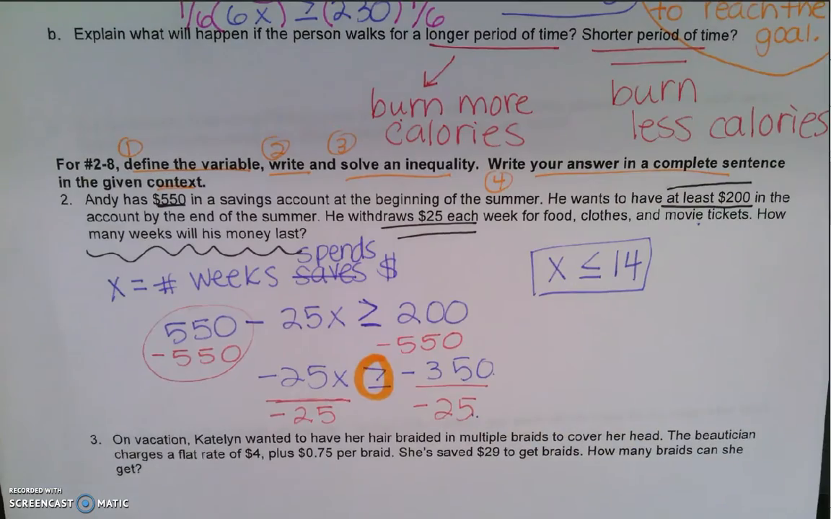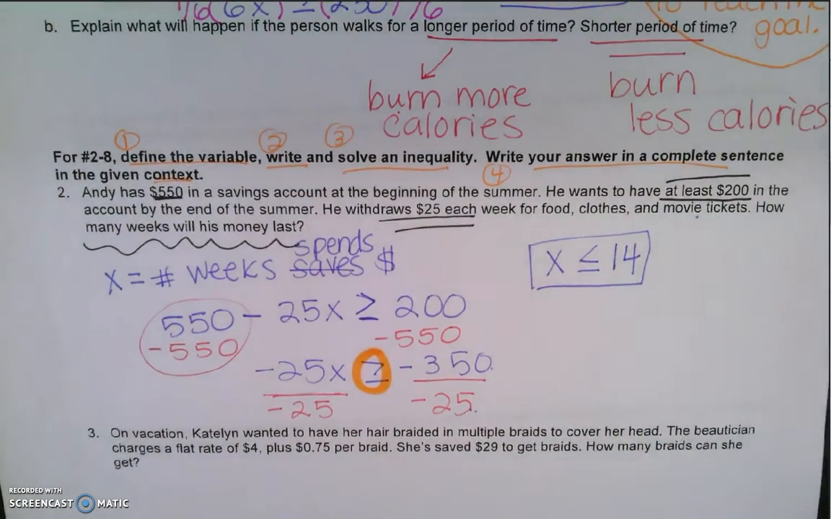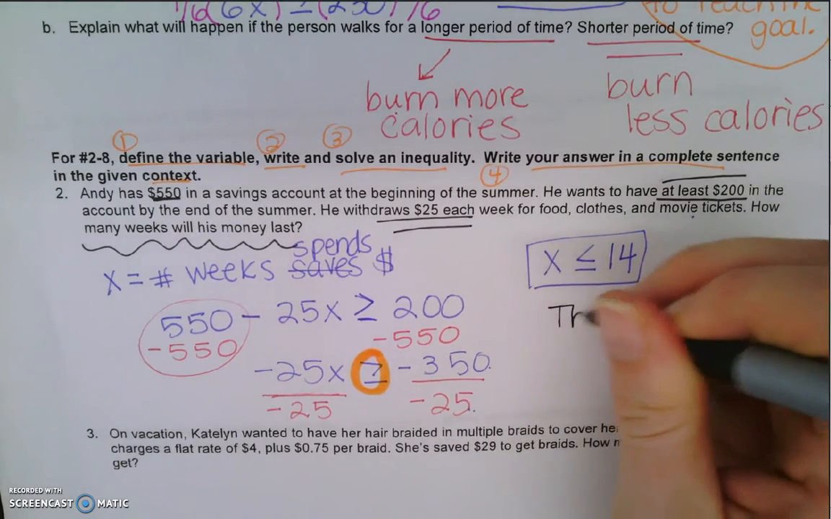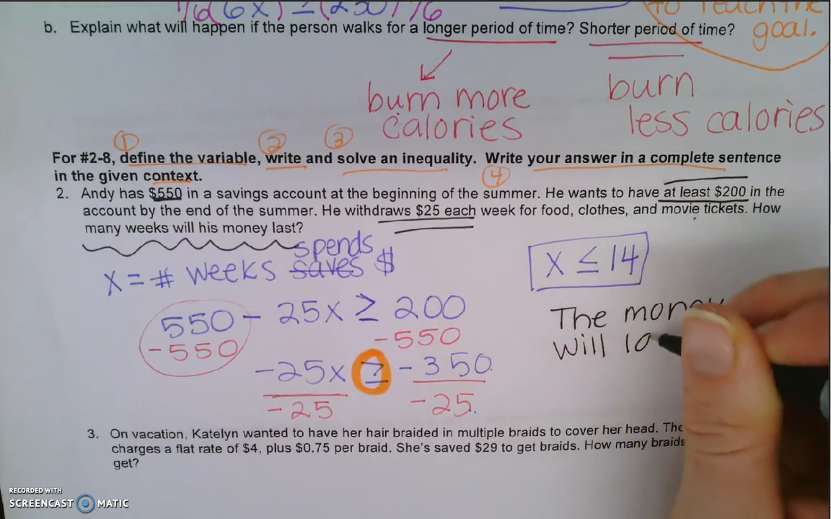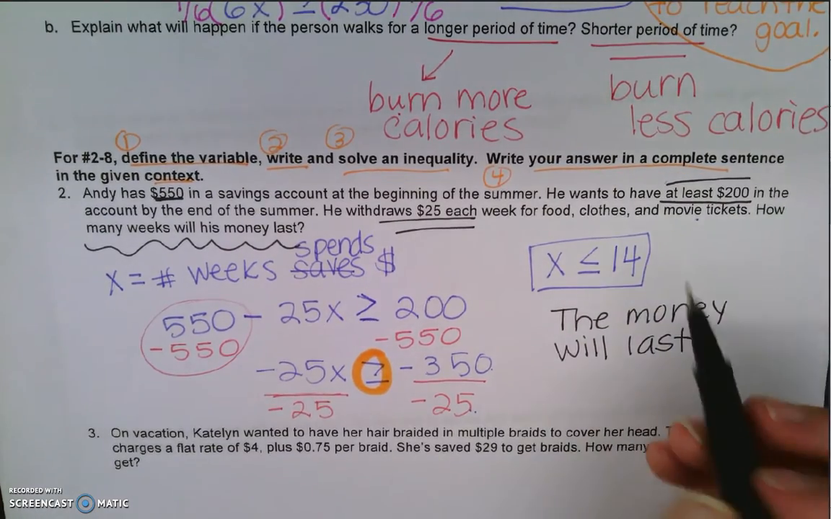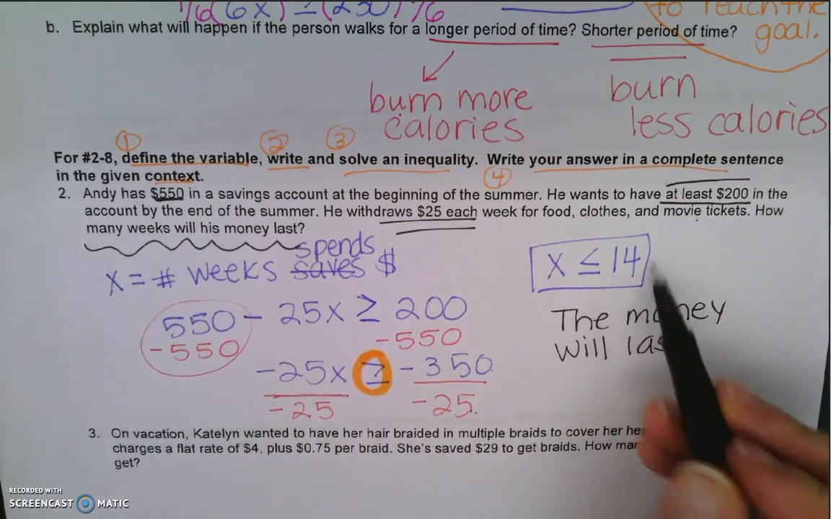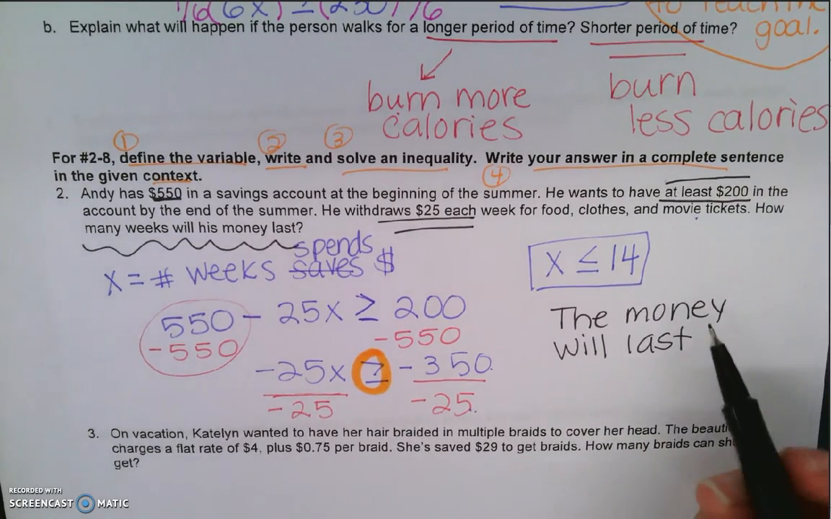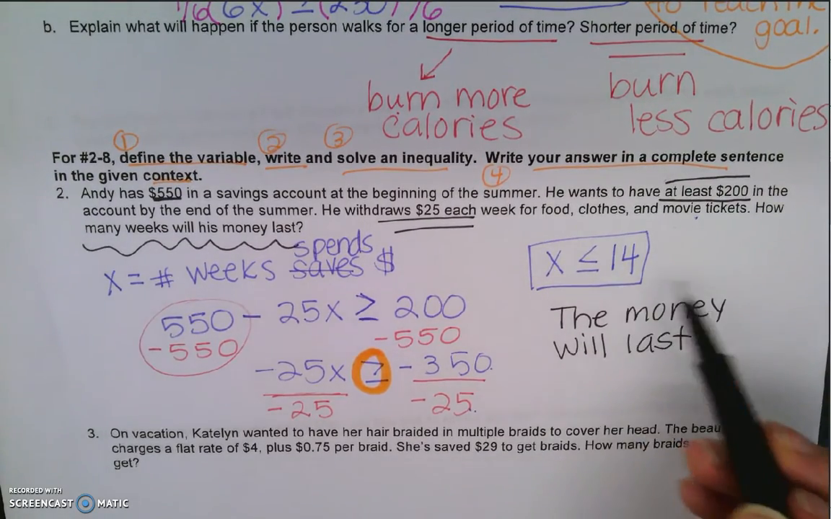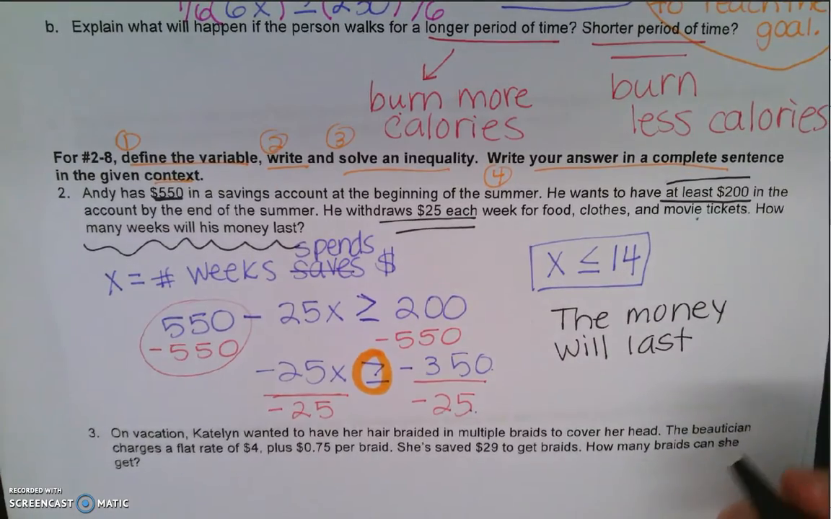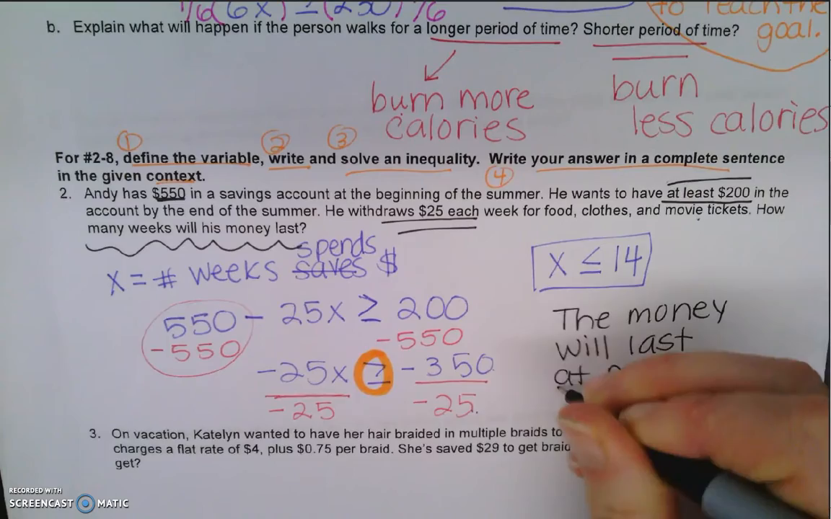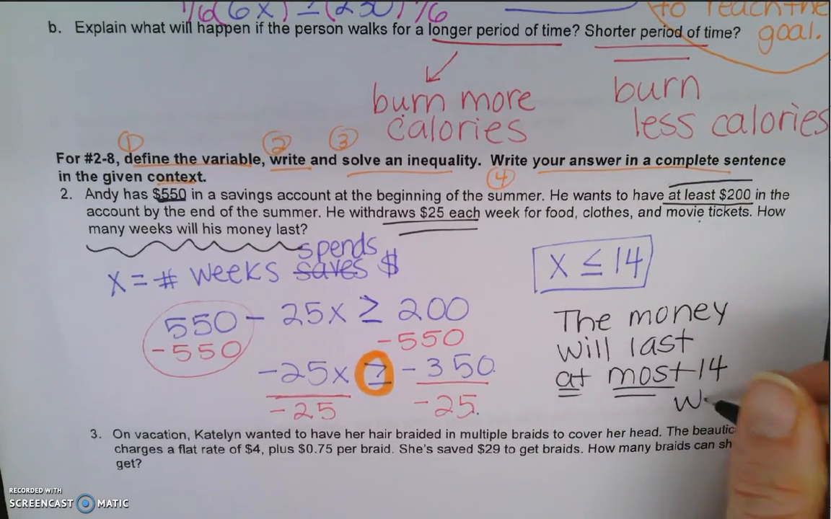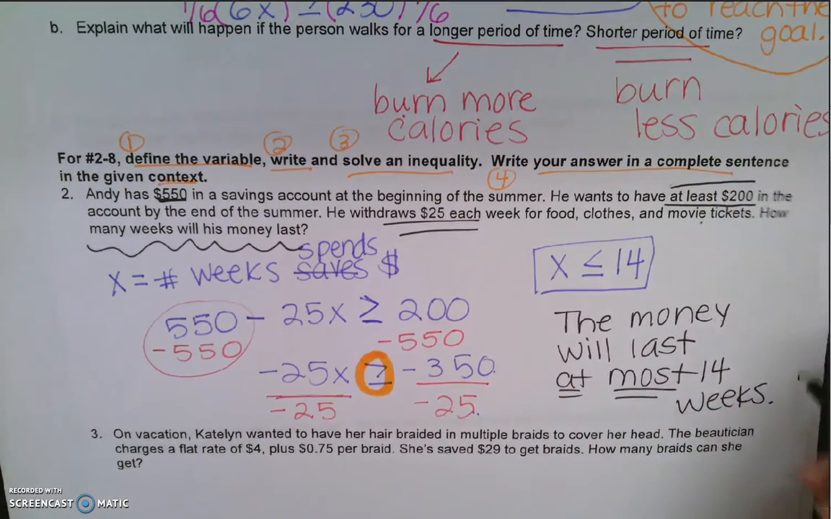So let's interpret what this means. How many weeks will his money last so that we have at least $200 at the end? The money will last, let's think, it'll last 14 weeks, but it will also last less than 14 weeks. Will it last more than 14 weeks? No. So the money will last at most or up to 14 weeks. Great job.